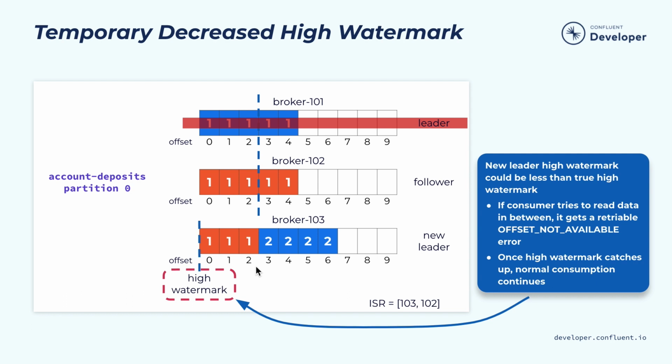In this case, we don't want to send a response to give the consumer the wrong indication that its request is invalid, because this is transient and temporary. So instead, we'll issue a retryable error back to the consumer client so that it can keep retrying until this high watermark catches up to the true high watermark. This should be done pretty quickly.